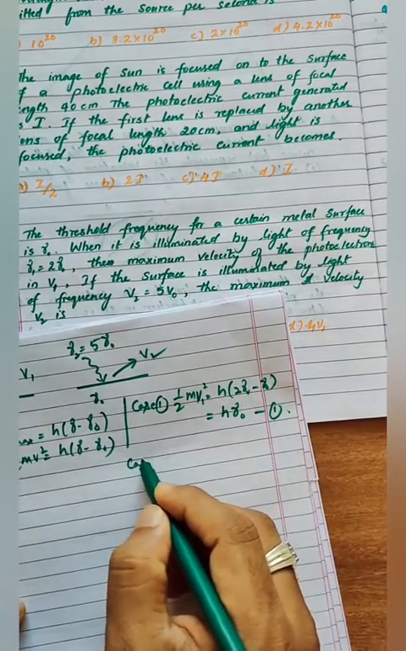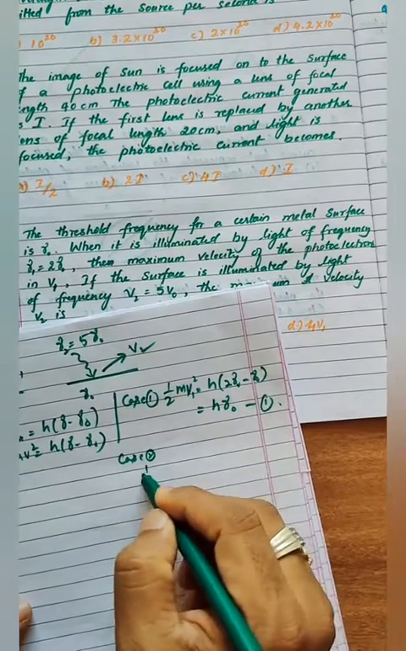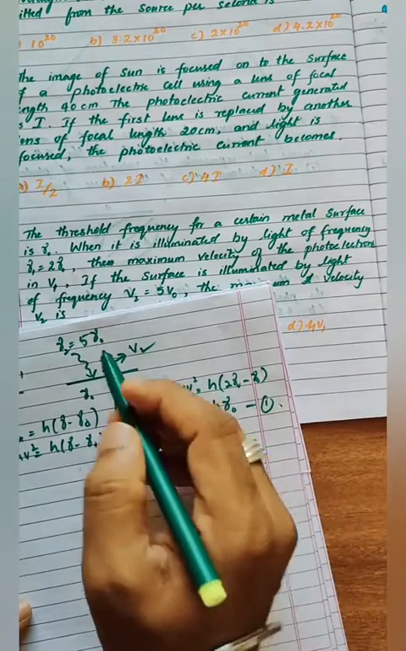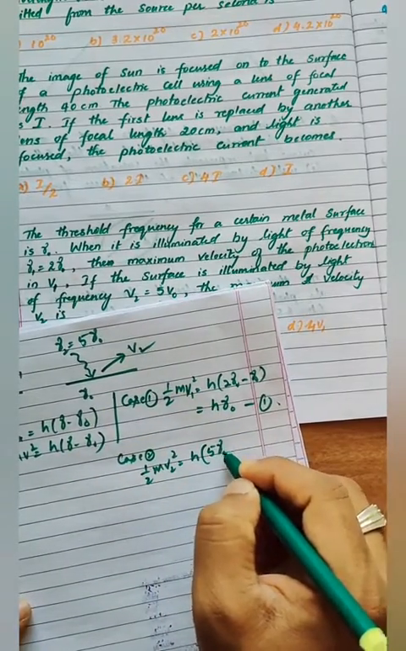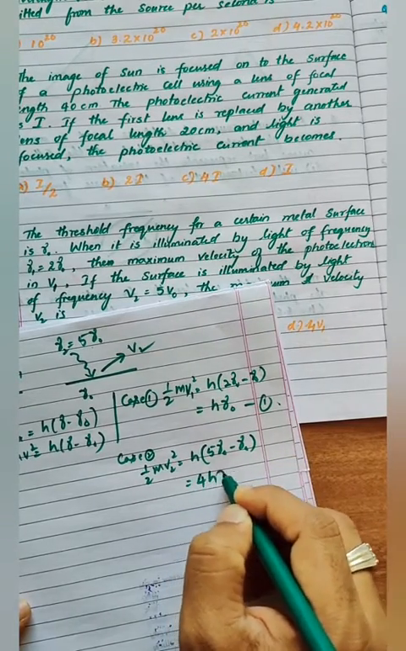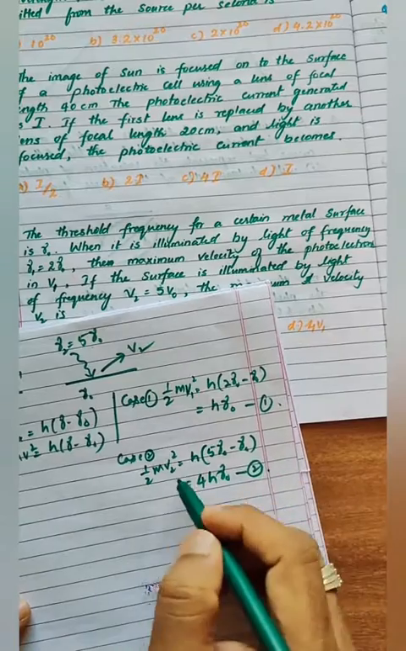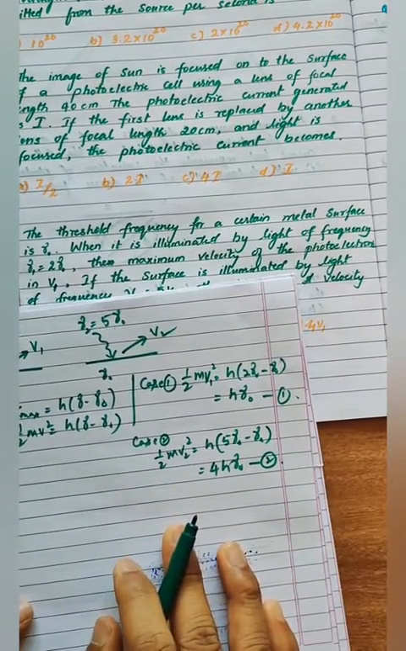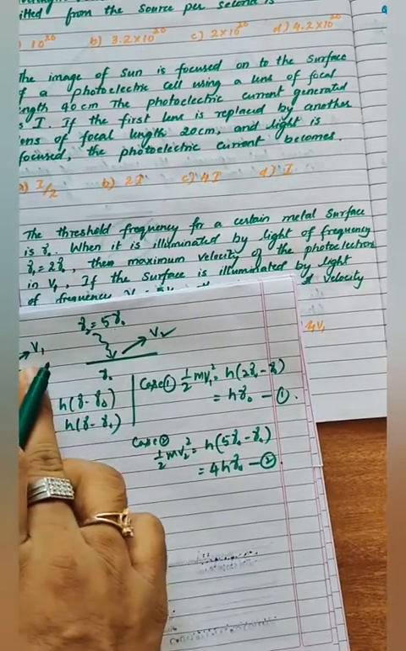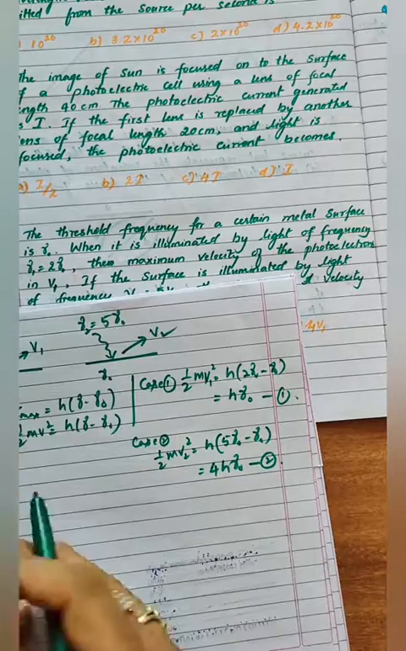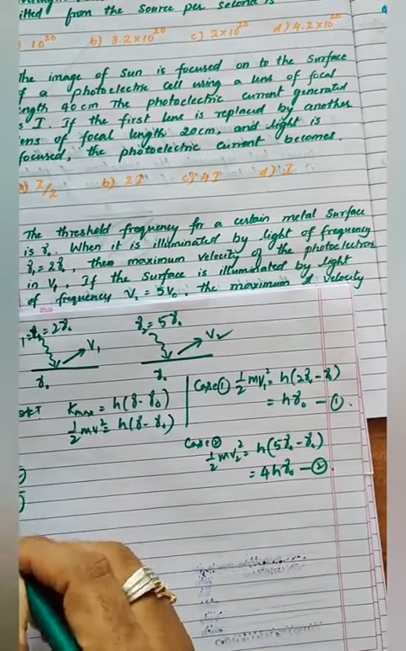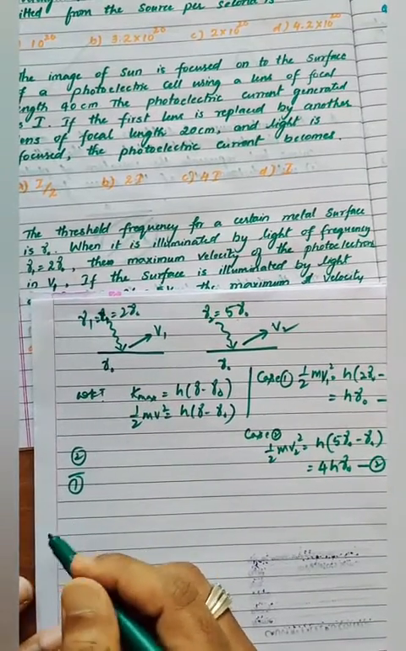Now case 2. Again half m v2 square is equal to h times 5 nu naught minus nu naught, so this is 4 times h nu naught, equation number 2. Now we have to find the ratio, or we have to find v2. v1 is anyway v1, but v2 is how many times v1, now we'll see. We take equation number 2 by equation number 1.